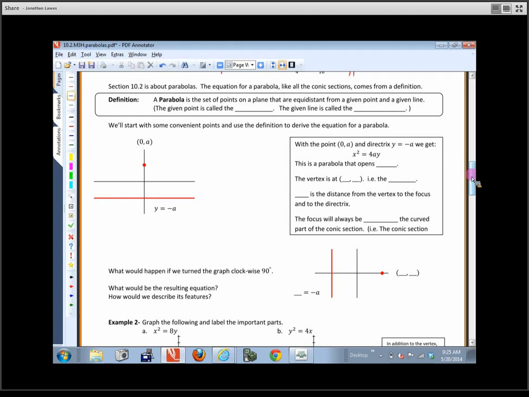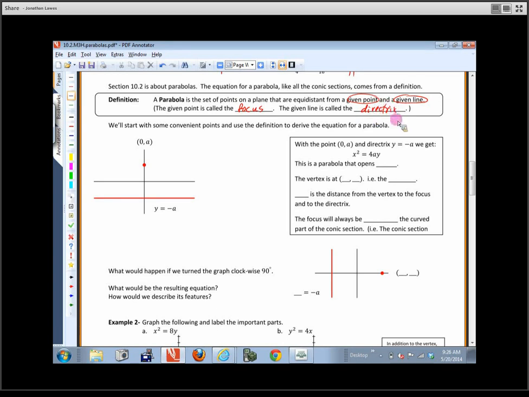Okay, here's the definition of a parabola. 10.2 is all about parabolas. That's all we study in 10.2. We just introduce the idea of all the conic sections, and then we really study parabolas. So a parabola is the set of points on a plane that are equidistant from a given point and a given line. So we've got this given point, and we've got this given line. The given point is called the focus, and the given line is called the directrix.